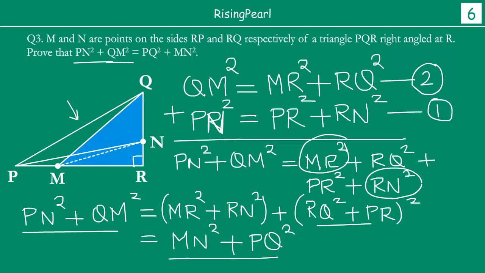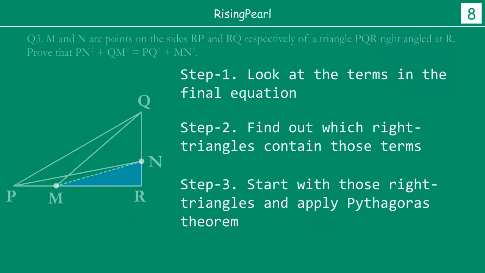So friends, again, like you saw, whenever we have these kind of questions, our goal really is to think through in this fashion. We look at the terms which are in the final equation we have to prove. Then we find out which right angle triangles contain those terms. And then finally we start with applying Pythagoras theorems for those right angle triangles and see where we go from there.